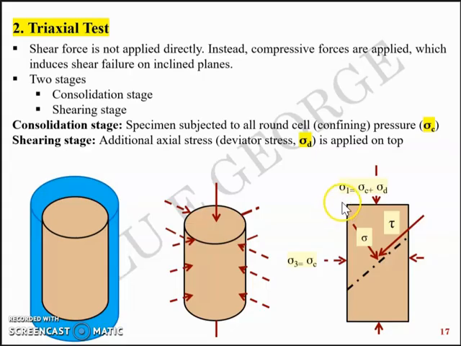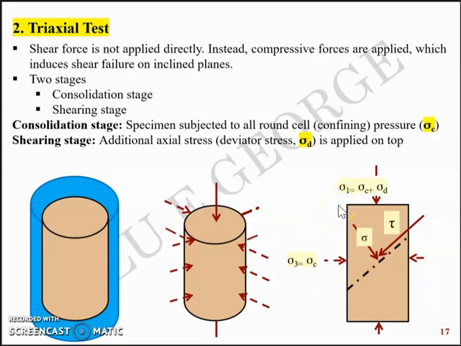So sigma 1, the major principal stress, equals sigma C plus sigma D, and the minor principal stress is sigma C itself. So you have the minor principal plane, that's the circumferential plane, and the major principal plane, that's the top and the bottom. So the major principal plane has the major principal stress, sigma 1, which is equal to sigma C plus sigma D, and the minor principal plane has the minor principal stress, sigma 3, which is equal to sigma C, the confining stress.